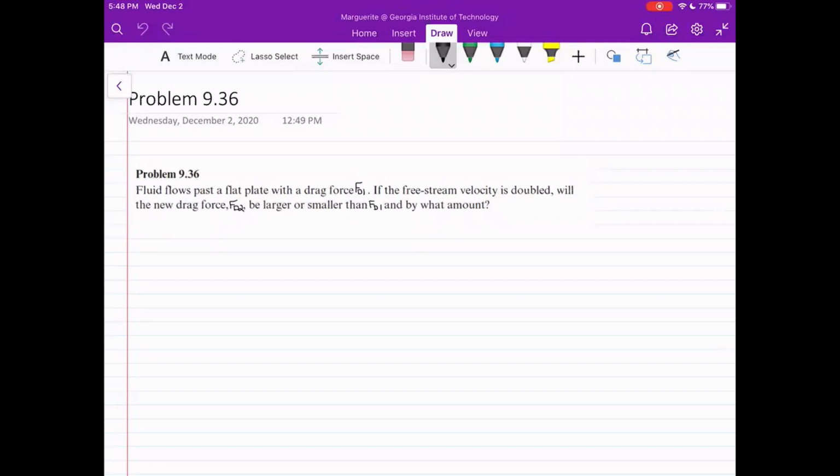Okay, so in this problem, we have fluid that flows past a flat plate with a drag force FD1. I'm going to draw that really quickly. If the free stream velocity is doubled, will the new drag force FD2 be larger or smaller than FD1, and by what amount?